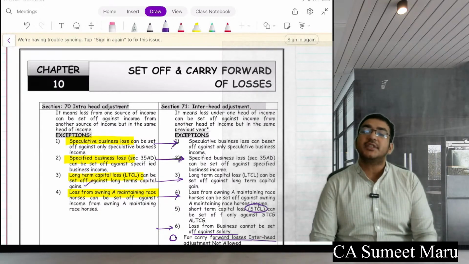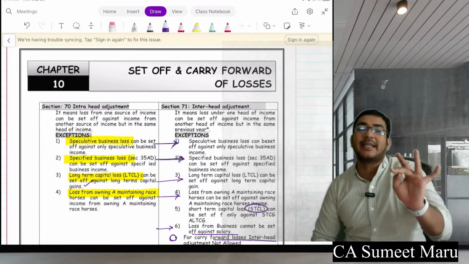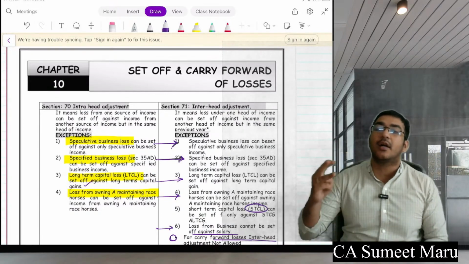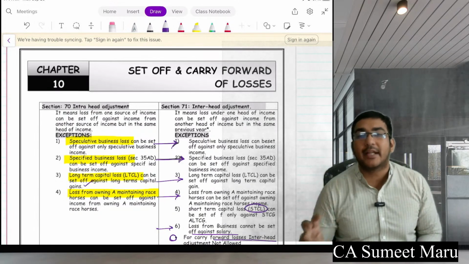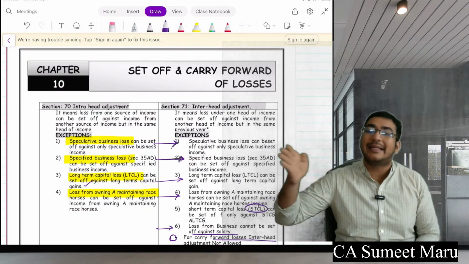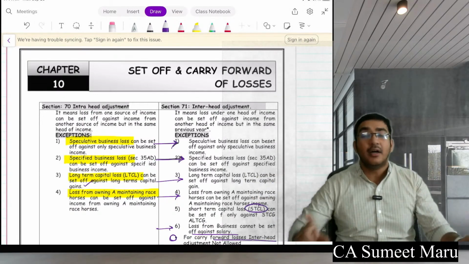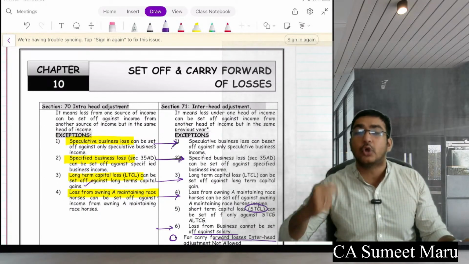So what are the restrictions for intra-head adjustment? 4 restrictions were there. One was speculative income, another was specified income, the third was income from owning and maintenance of horses, and the fourth and last was that short-term capital gain can go only against long-term capital gain. These were the 4 restrictions for intra-head. For inter-head, these 4 continued and 2 were added.